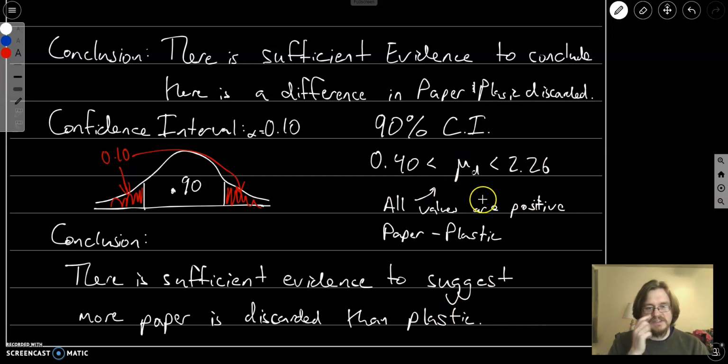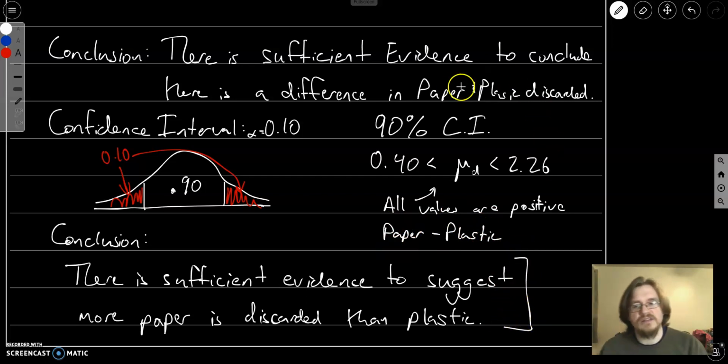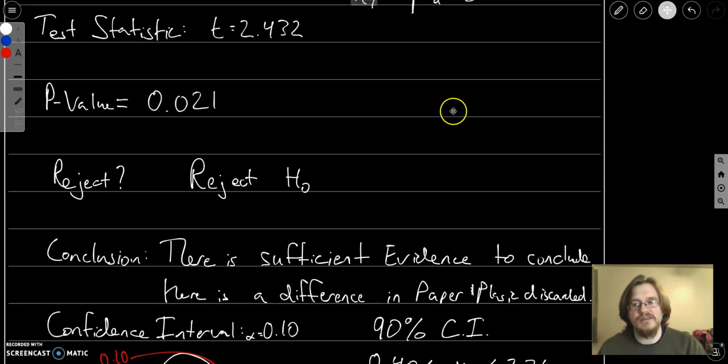And this is a benefit to using the confidence interval. All of the numbers between 0.40 and 2.26 are positive, meaning that this average, this mean, which is going to be the mean of all the differences between paper and plastic, since that's positive, this would suggest that more paper is thrown away than plastic. So we can draw this conclusion, which is a little bit more than we could say with just looking at the p-value.